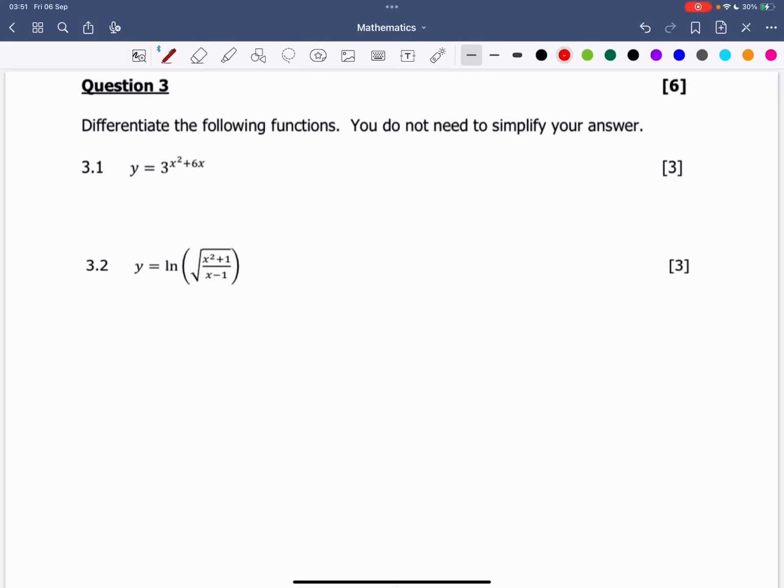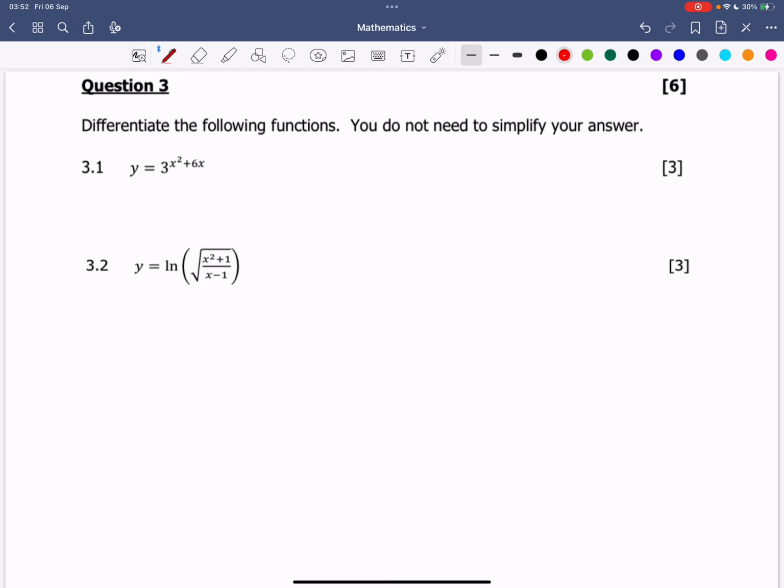In this problem, we're required to differentiate the following functions. So we have 3.1, which is y equals 3 to the power x squared plus 6x. And we have y equals ln of the square root of (x squared plus 1) over (x minus 1).